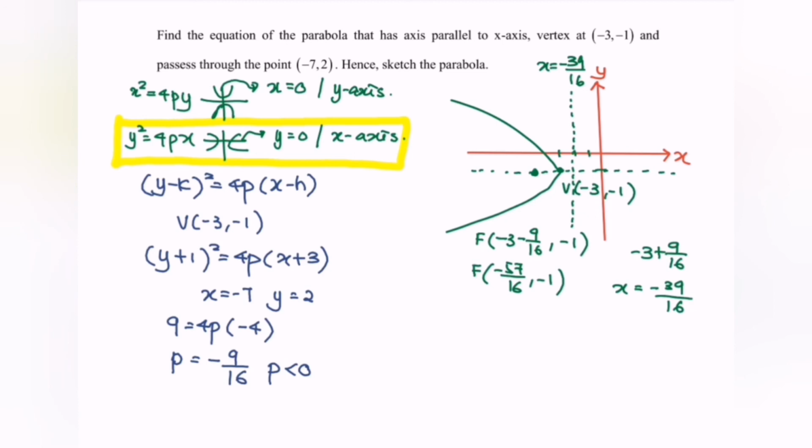Finally, we must write the equation of the parabola, where we substitute p equals -9 over 16. So finally, (y plus 1) squared equals -9 over 4 multiplied by (x plus 3). So that will be the equation for the parabola.